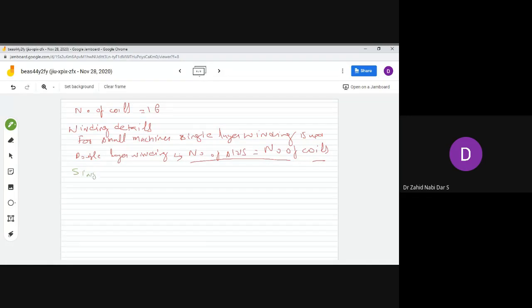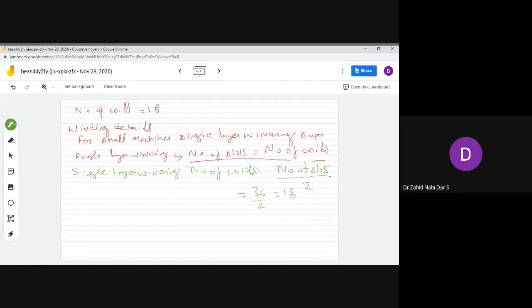In single layer winding, the number of coils is equal to the number of slots divided by 2. So here it would be 36 by 2, which is equal to 18.